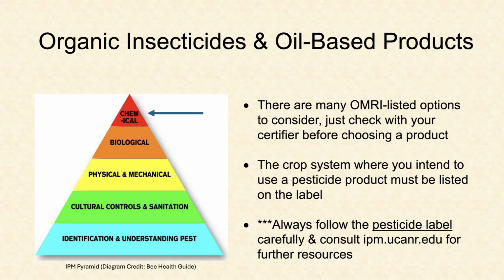The crop system where you intend to use a pesticide product must be listed on the label. So always, always read the label super carefully and follow the instructions on the label for how you use it, where you use it, timing, safety. You can also see the UCCE IPM website for further resources on pesticide use and safety.